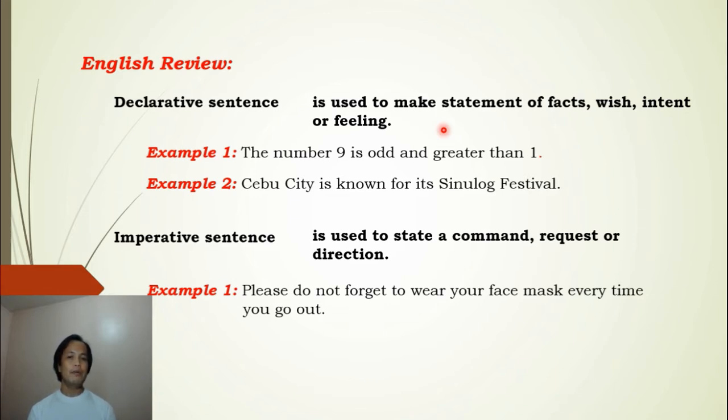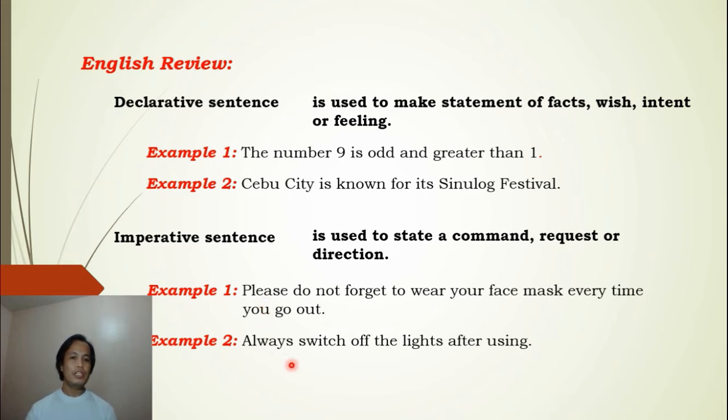So this is an example of a request. This is more of a request because of the word please. So this is not a statement of command because this is a request. And number two is, always switch off the lights after using. So this example is more of a command than a request. So these two examples are examples of imperative sentence.